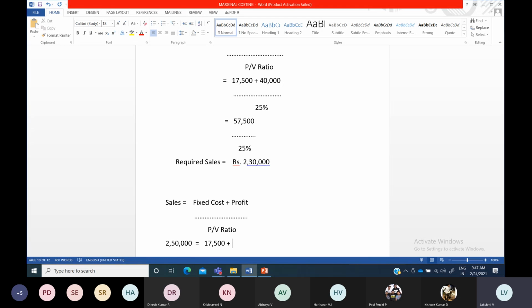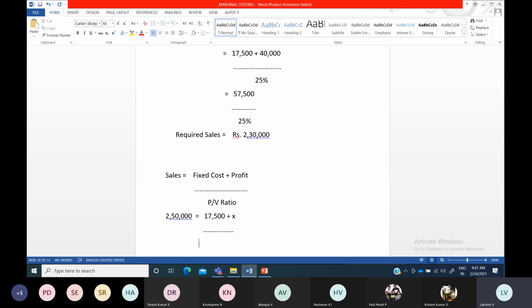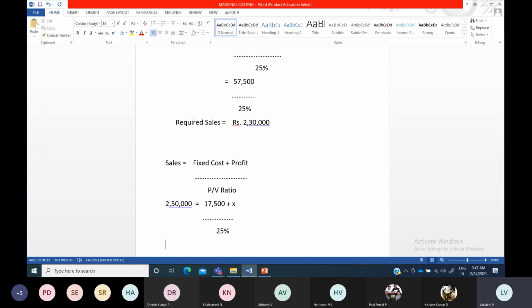Profit we don't know, we can keep that as x also. It depends upon you. So we don't know that one. PV ratio we know, that we have found out initially. So 25%. Okay. Now we can substitute the 25%. 25 divided by 100 is 0.25. So now what you have to do, 2,50,000, this 0.25 you multiply, you will get one value.